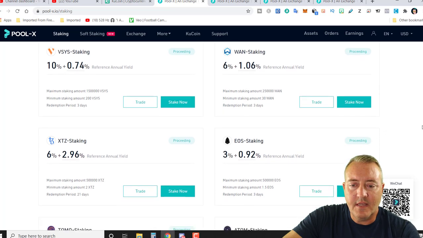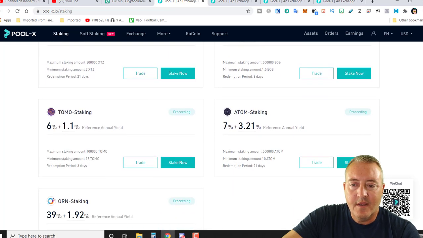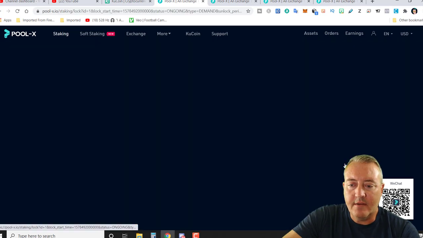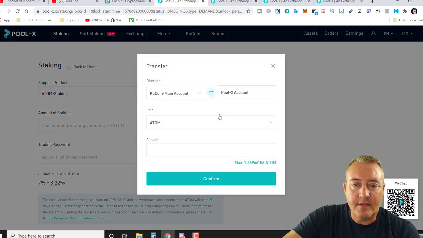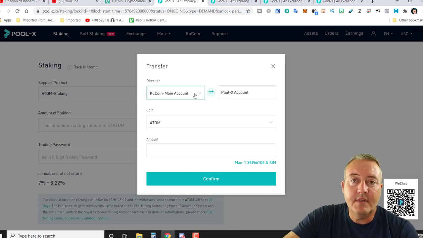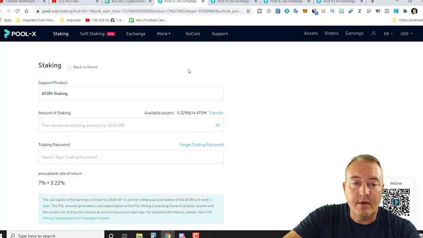And as you can see, the highest one as far as a reference annual yield is Atom right now. So if you want to stake, you would just go ahead and click on stake now. It will say amount of staking. You can also transfer right there, and you can pull it right out of your main KuCoin account. So if you don't have any of these actual cryptos, you can go ahead and purchase them on the KuCoin main market and then transfer them from there over to the Pool X account. So that is how you would go ahead and get it in here to be staking with.